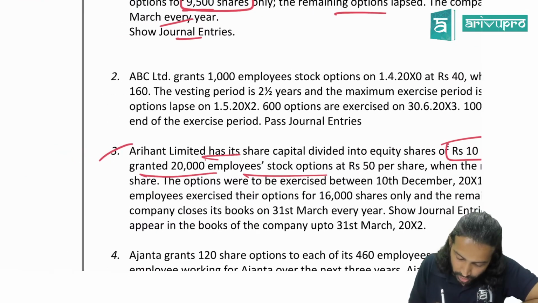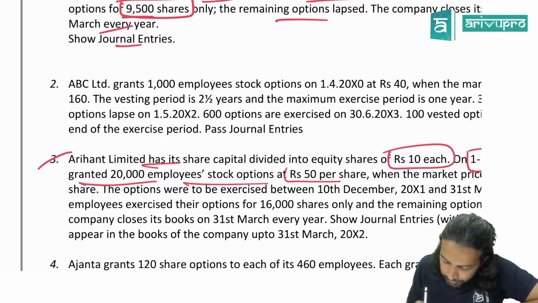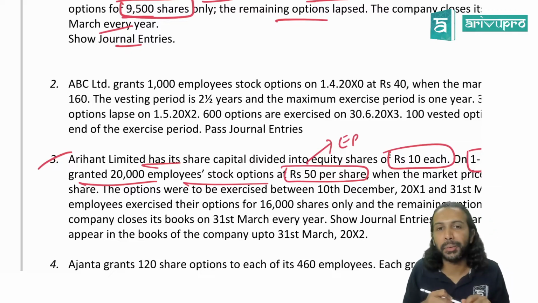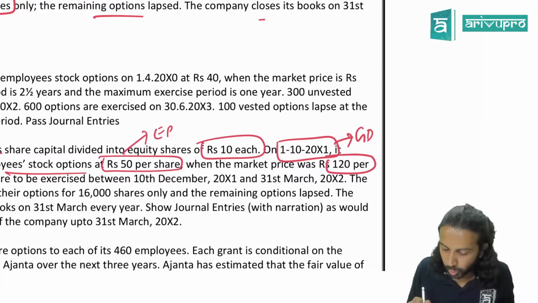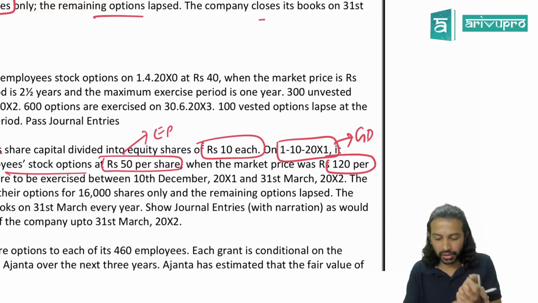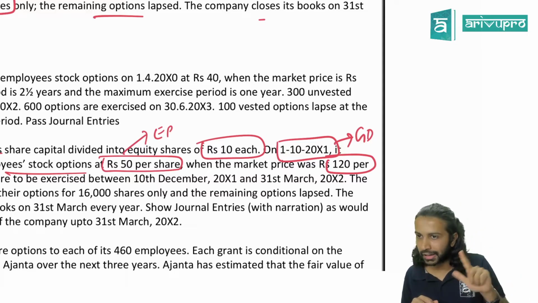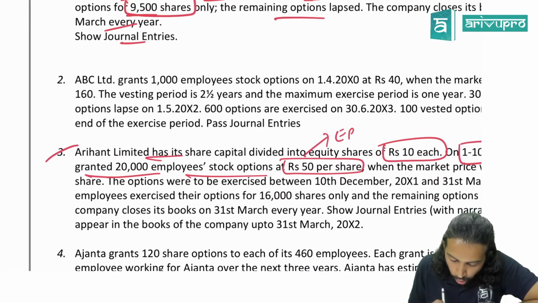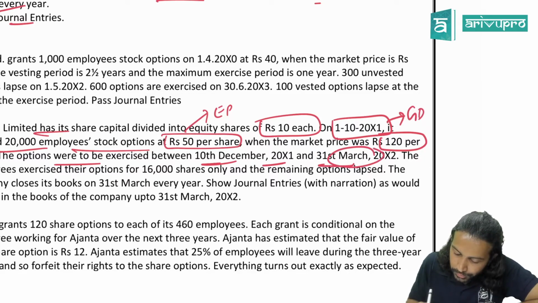So how many options were given on the grant date? 20,000 employee stock options. At what price was it given? At 50 per share. So what is this 50 known as? Instead of writing full form, I'll write EP, as in exercise price, when the market price was 120 per share. Market price was 120, but you gave it to the employees at 50. That means, are you giving any discount? 70. That we call either intrinsic value of the option or fair value of the option. Fair value of the option we'll write, which is 70 per share.